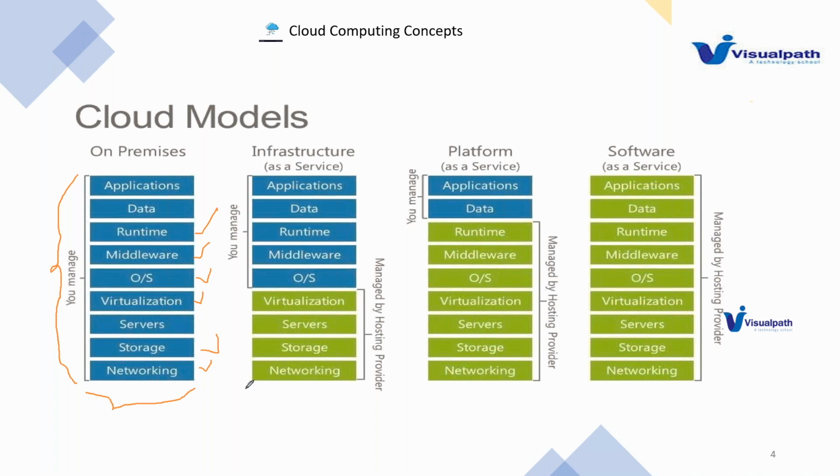Whereas infrastructure as a service, platform as a service, and software as a service come under cloud computing, where cloud providers provide the basic infrastructure. You don't need to maintain the underlying hardware. We can just go to the cloud and create virtual machines. We don't need to bother about the virtualization, the backend, or the hardware that we would otherwise need to manage.